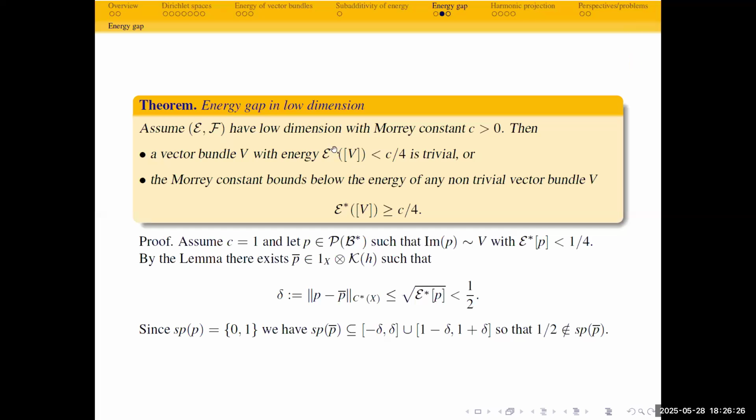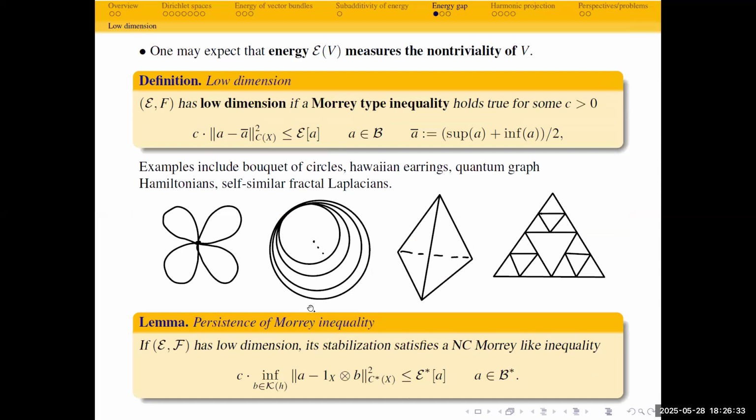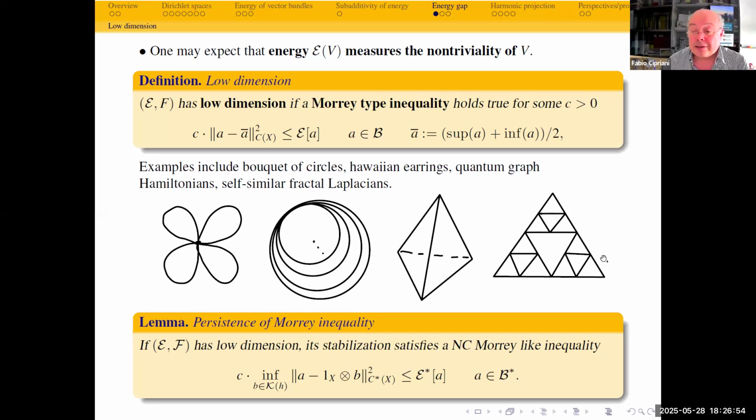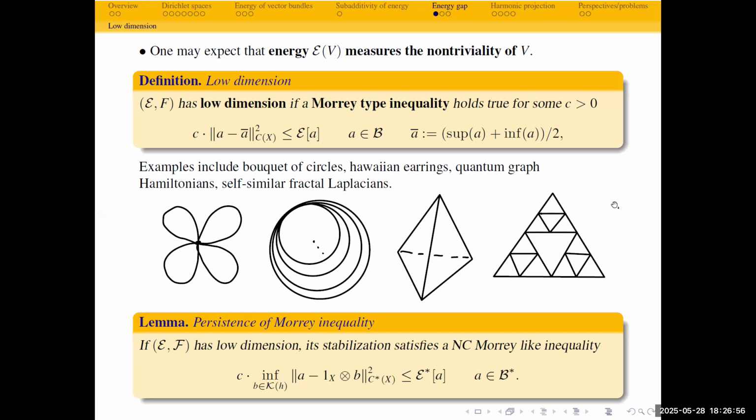Sorry for this. May I ask a question about this non-commutative inequality? So in this low dimension definition, this A bar was an intermediate value between supremum and infimum. Okay. Now you are taking infimum over all elements of these compact operators. Yes. Is there some non-commutative version of the result of an intermediate value behind this result?